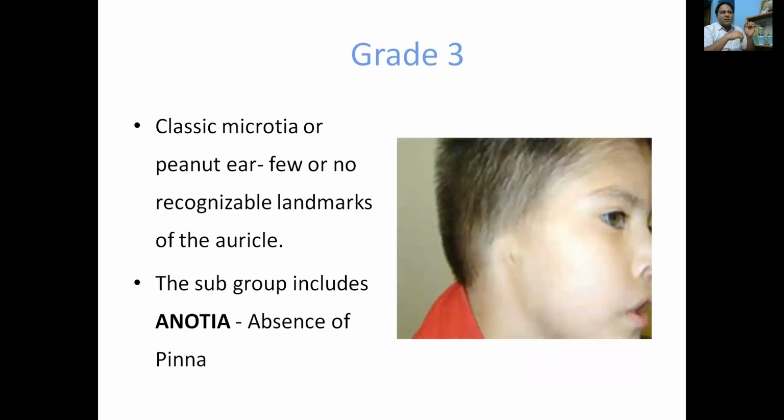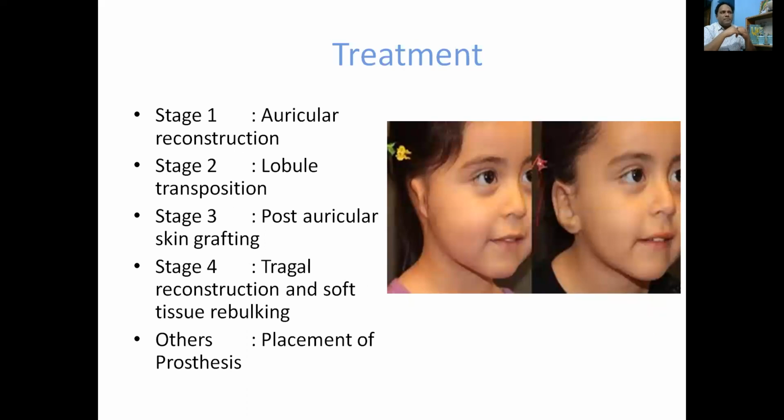Coming to grade 3, a little bit more severe variant, classic microtia or peanut ear. A small rudiment will be there. Few or no recognized landmarks of the auricle are shown in the picture. And it can include anotia. Anotia is absence of the pinna.